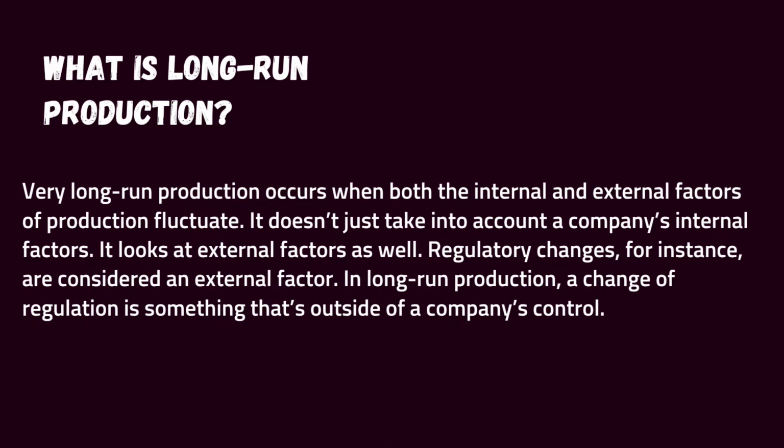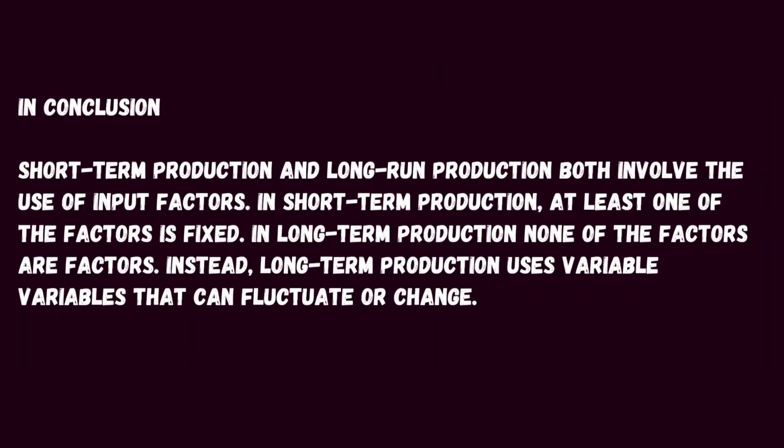Very long-run production occurs when both the internal and external factors of production fluctuate. It doesn't just take into account a company's internal factors, it looks at external factors as well. Regulatory changes, for instance, are considered an external factor. In long-run production, a change of regulation is something that's outside of a company.